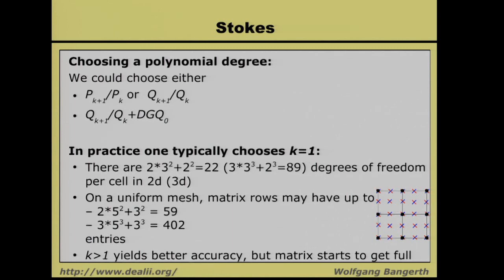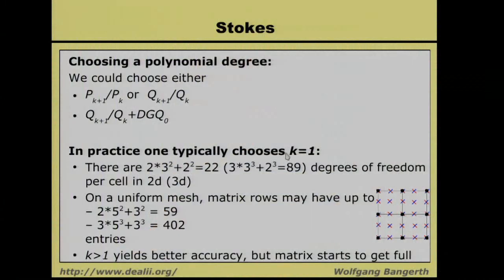You could argue the same way as we did for the Laplace equation. I might as well choose k equals 2 or k equals 3, because that gives more accuracy. But it turns out for the Stokes equation, because it has so many components, all of the velocities plus the pressure, you get a lot of degrees of freedom if you go higher order. So we can look at this here.